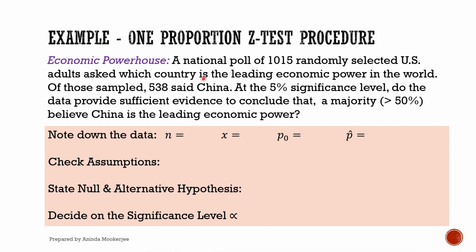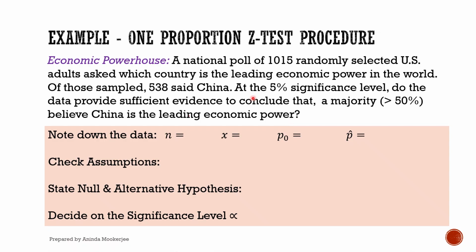So this particular problem has to do with economic powerhouse. It says a national poll of 1,015 randomly selected US adults asked which country is the leading economic power in the world. Of those sampled, 538 said China. At the 5% significance level, do the data provide sufficient evidence to conclude that a majority, which would be greater than 50% of the population, believe China is the leading economic power?